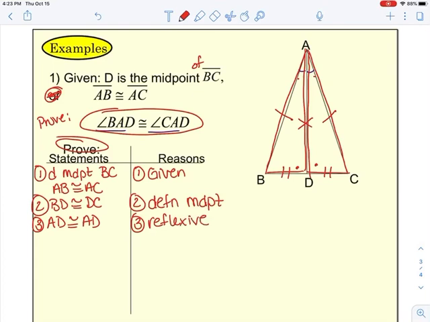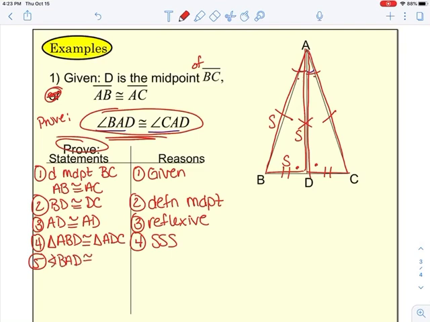And now I have enough information to say that the 2 triangles are congruent because of side, side, side. So triangle ABD is congruent to triangle ADC. And that's because of side, side, side. But again, that's not what we wanted to prove. We wanted to prove the 2 angles are congruent. Well, now that I know that the 2 triangles are congruent, now I can go ahead and say that those 2 angles are congruent. So angle BAD is congruent to angle CAD. And that's because of corresponding parts of congruent triangles are congruent.